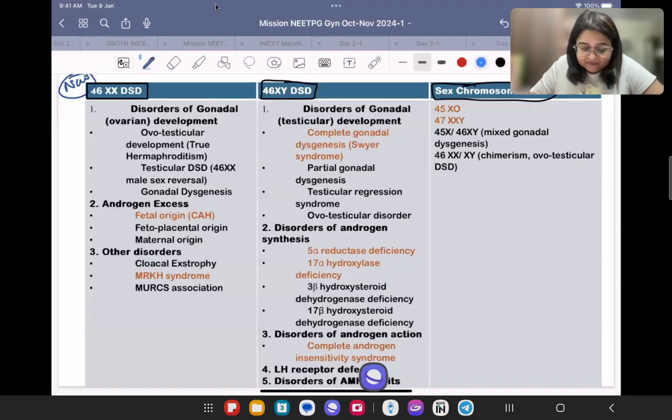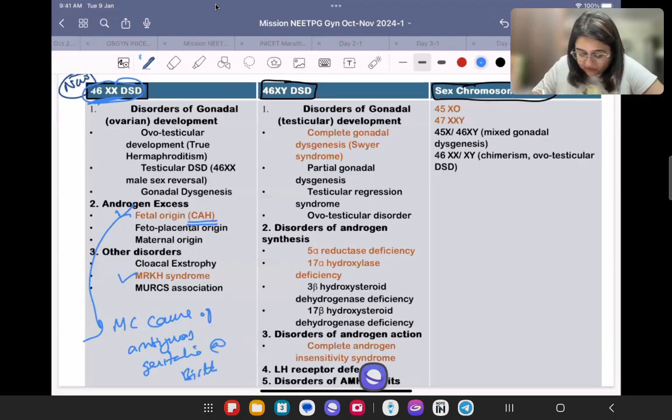46XX. What comes under disorders of sexual differentiation? You basically divide them based on their karyotype. Now, the ones I've written in red, these are the ones which you should have some idea about, like MRKH syndrome which we have already discussed. Another important one is congenital adrenal hyperplasia. Now CAH is the most common cause of ambiguous genitalia at birth.